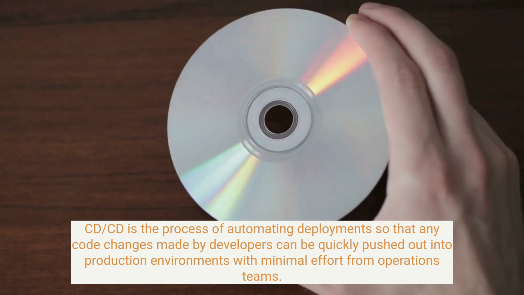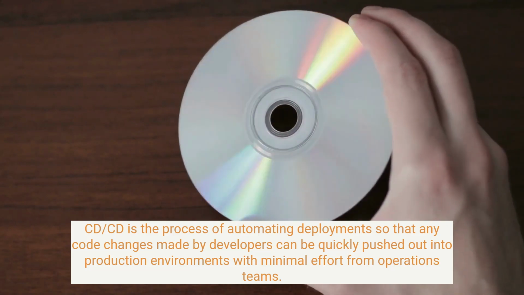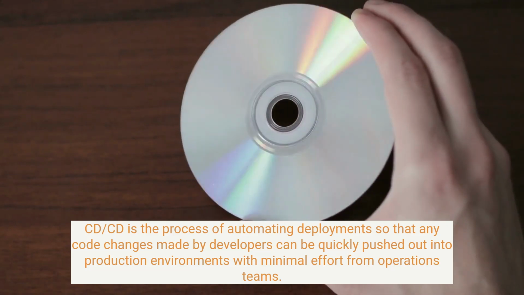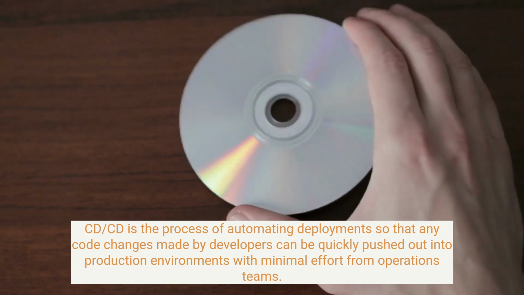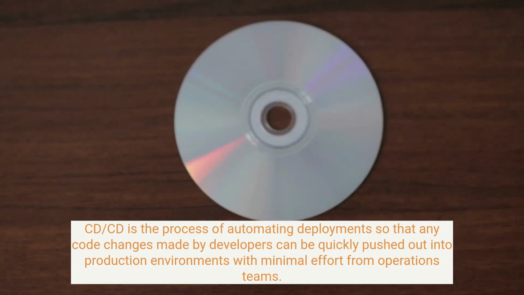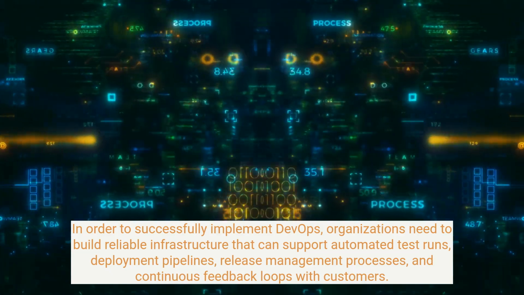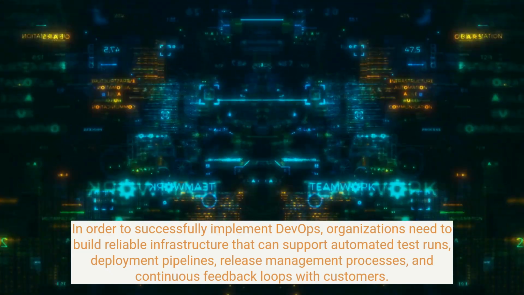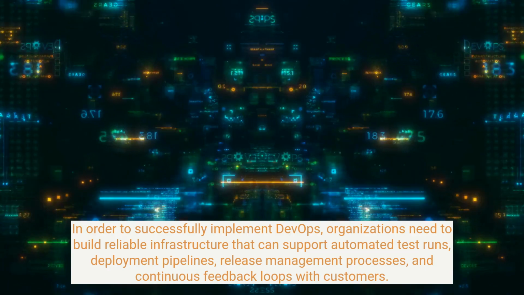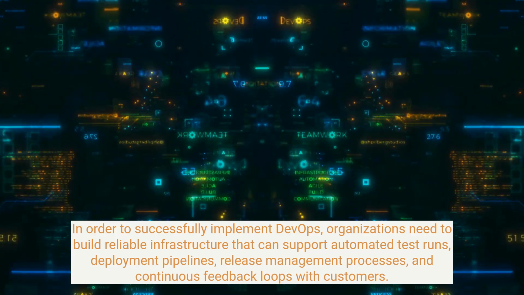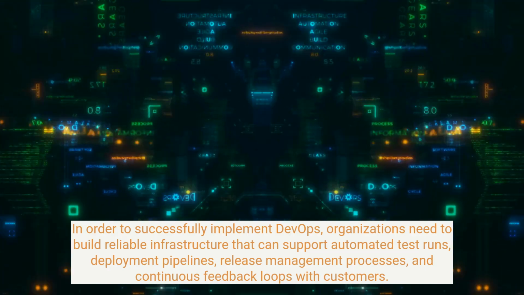CI/CD is the process of automating deployments so that any code changes made by developers can be quickly pushed out into production environments with minimal effort from operations teams. In order to successfully implement DevOps, organizations need to build reliable infrastructure that can support automated test runs, deployment pipelines, release management processes, and continuous feedback loops with customers.